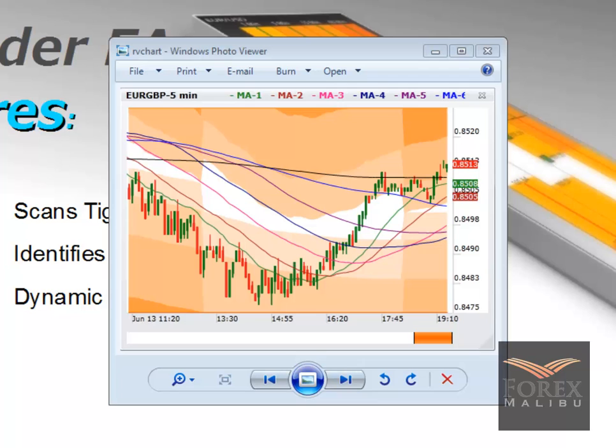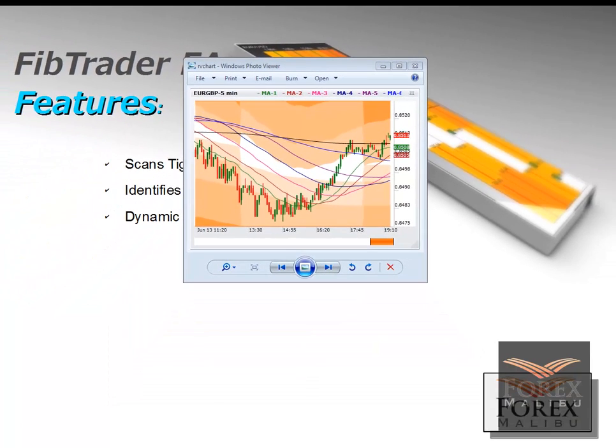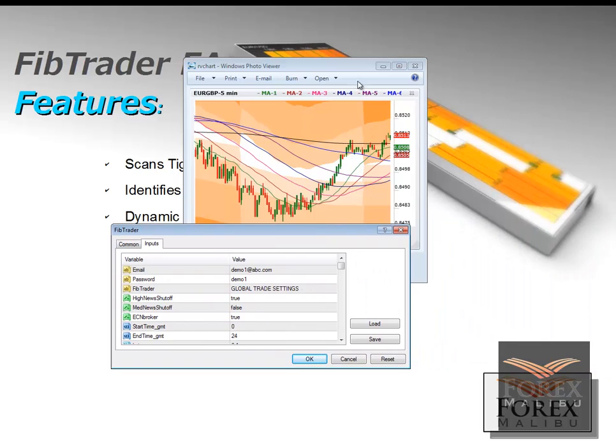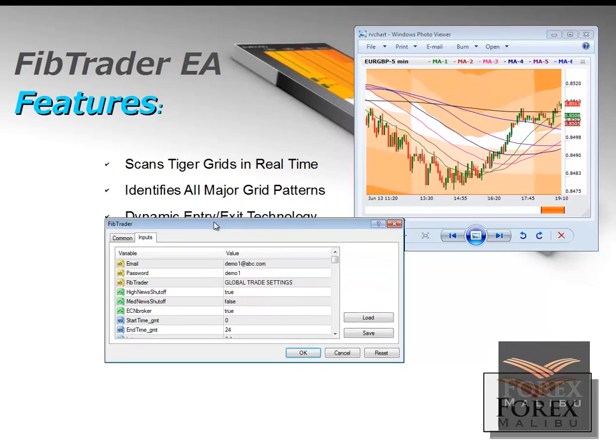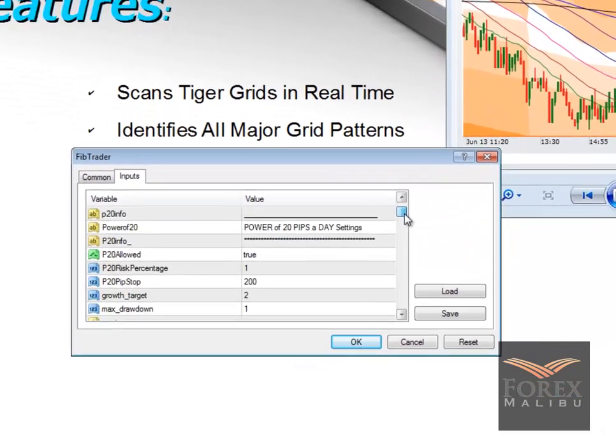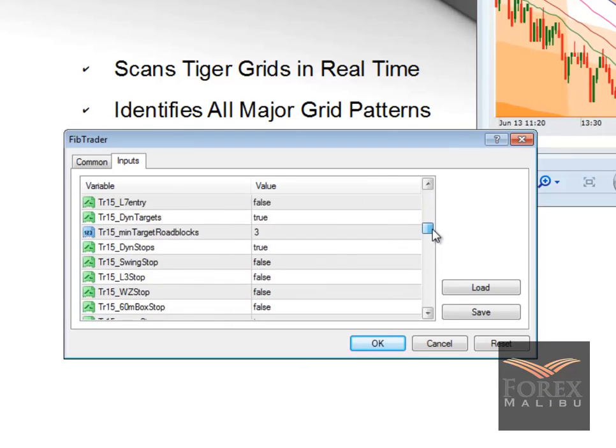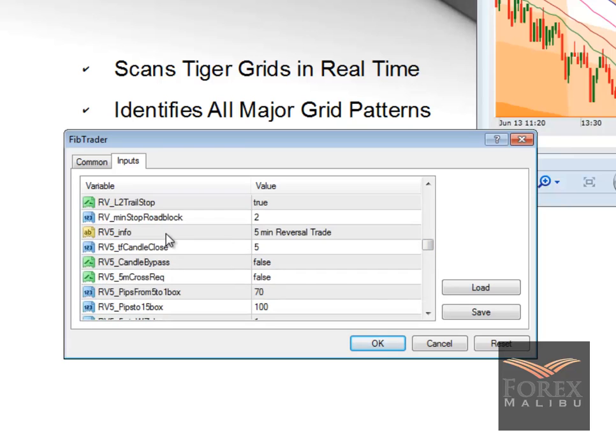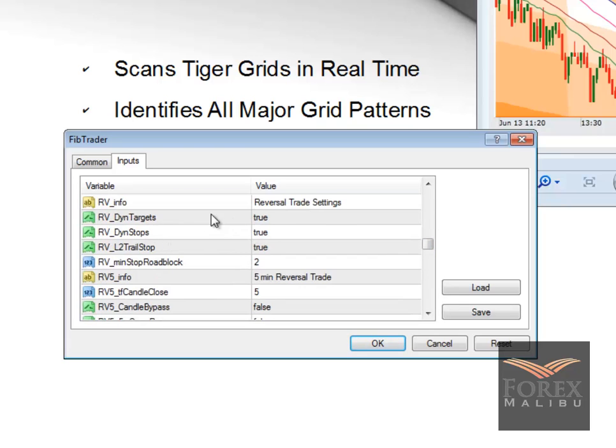So you can determine where you want each trade setup's targets to go. And we're going to hold special sessions to train you on how to use this correctly. Let me get my, all right, here's a property screen for the FibTrader. Let me go down to the reversal trade settings real quick. I'm obviously not going to go into good detail, but check this out. You can turn your dynamic targets and stops on, which I recommend. That's the whole point of this.